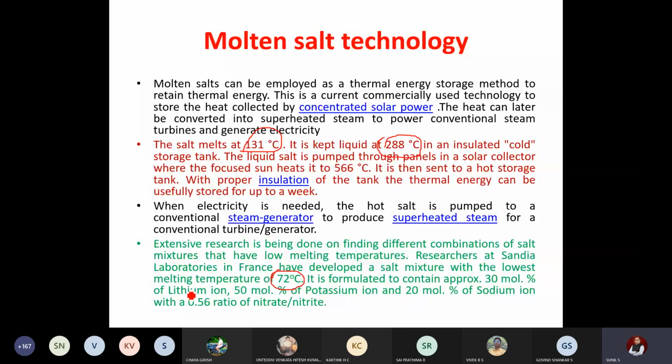30% lithium ions, 50% potassium ions, and 20% sodium ions, with a 0.56 nitrate to nitrite ratio. So this formula they have proved in France for solar energy storage. So these are all general topics that I had taken to make you understand and give some examples.